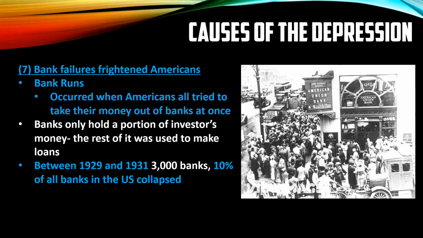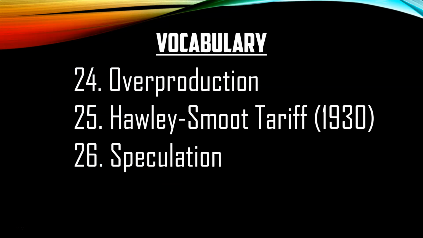Okay? Now, banks only hold a portion of an investor's money. The rest of it's used to make loans. And between 1929 and 1931, 3,000 banks, roughly about 10% of all banks in the United States, collapsed.